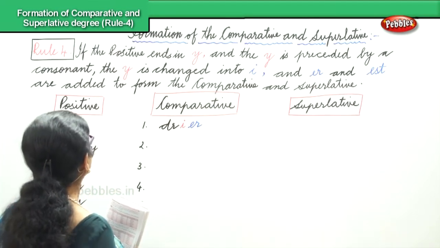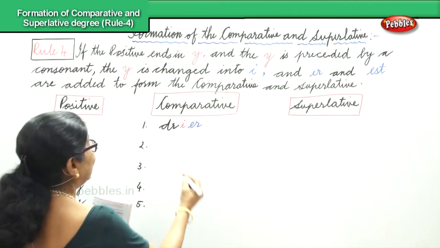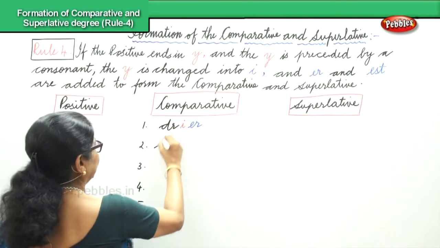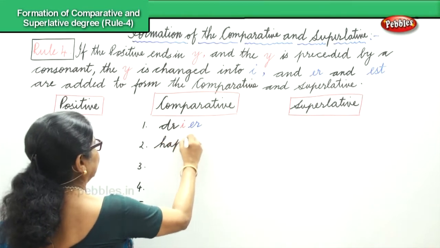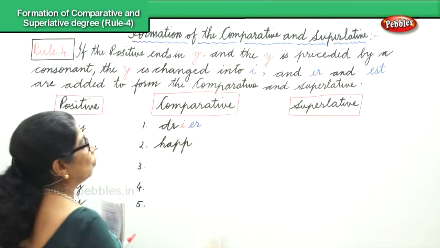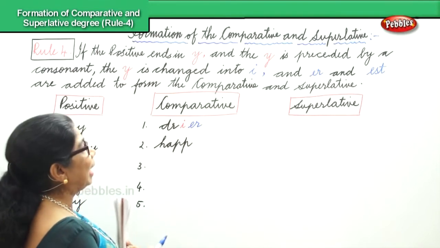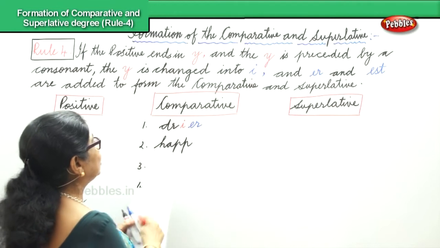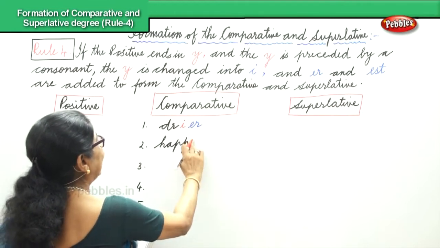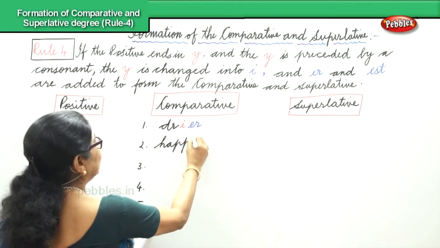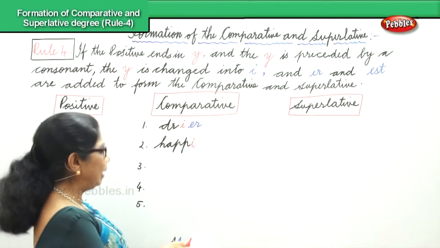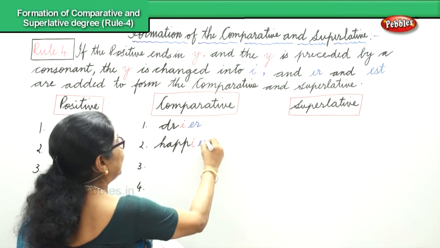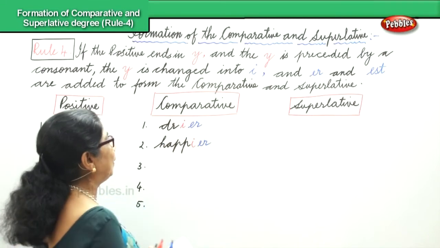Consonant P. So now what happens here is hap. Instead of Y, you add I and then add ER. Change Y to I, and then you add ER. And then you get the comparative, drier, happier.